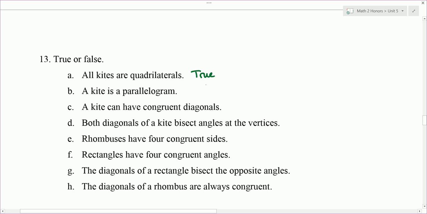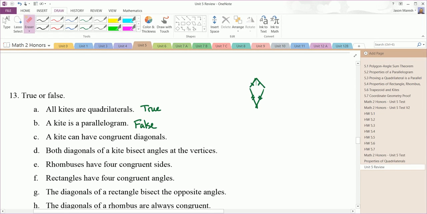A kite is a parallelogram. That is false. Just by the nature, in the definition, a kite has two adjacent sides that are congruent, 2 pairs of adjacent sides that are congruent. But they're different lengths. So opposite sides are not congruent, and in a parallelogram, you have opposite sides that are congruent. So that alone will tell us it's false.